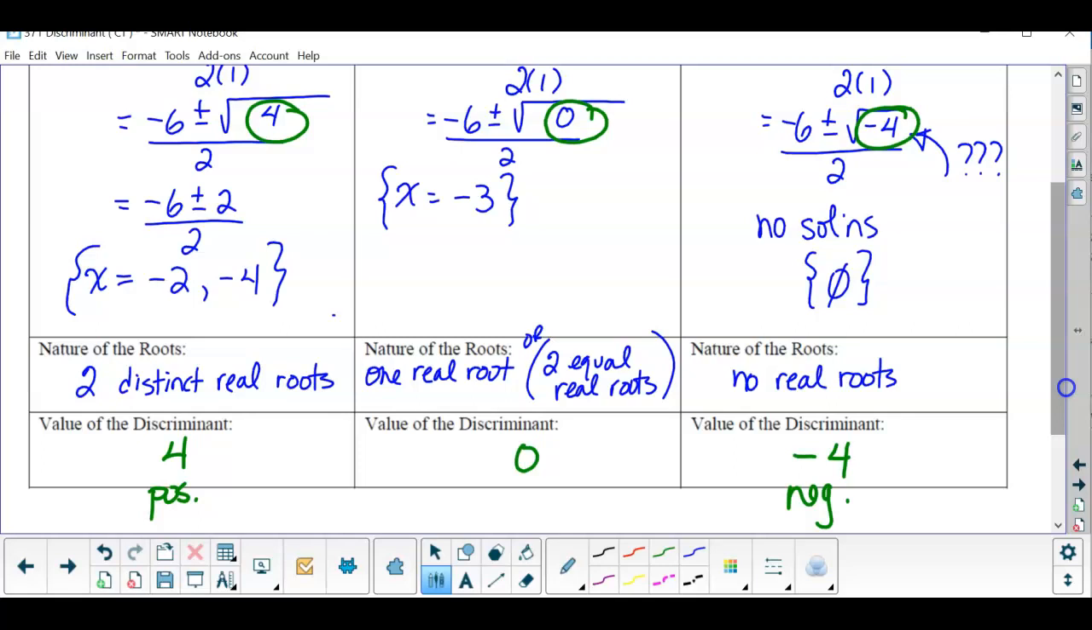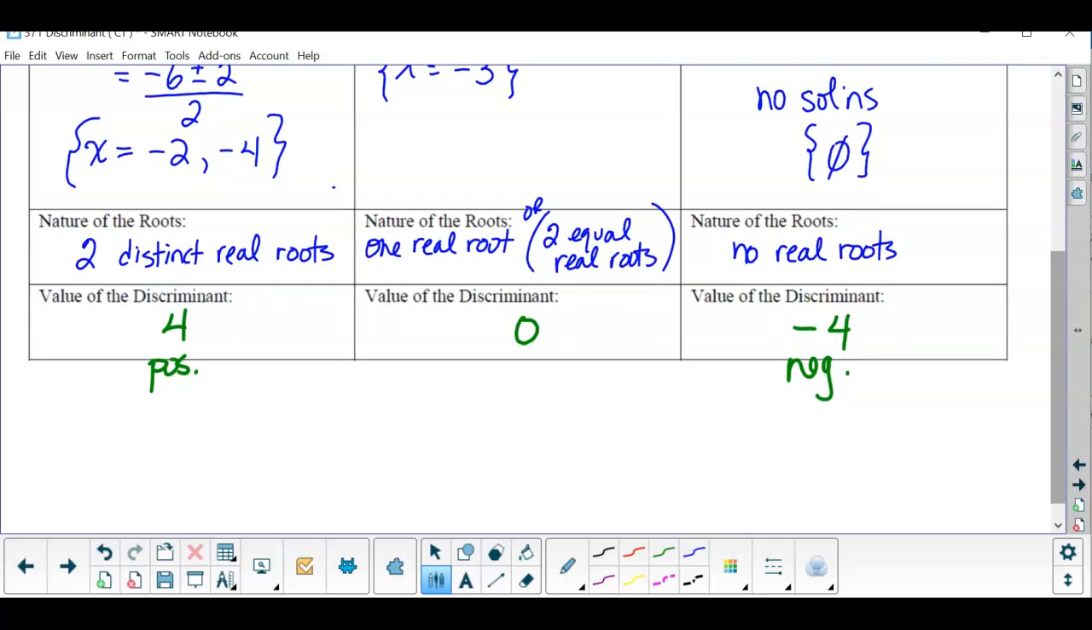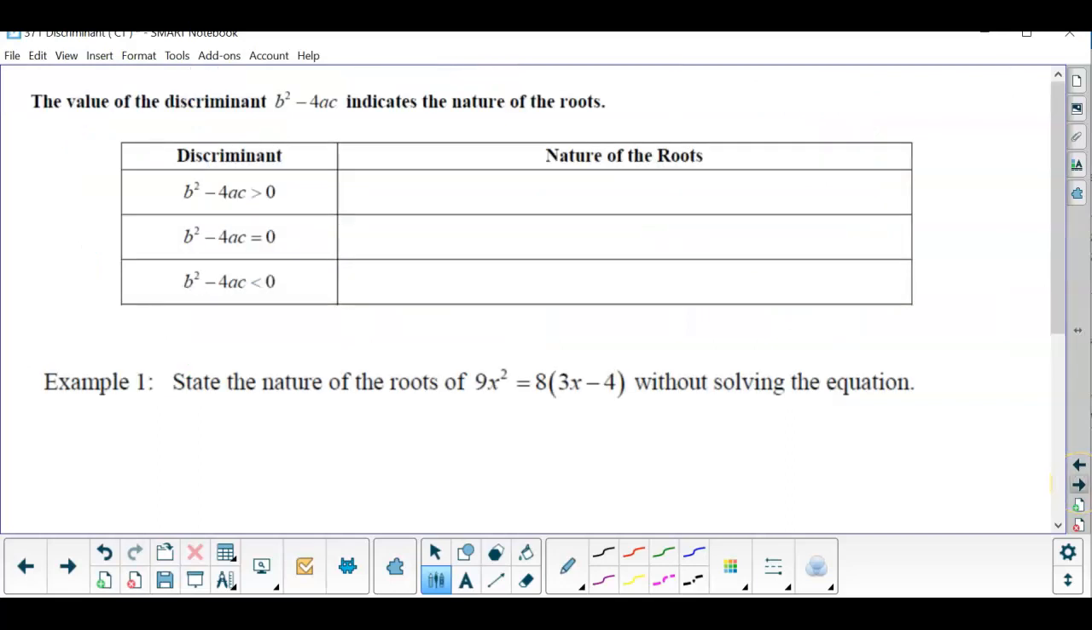So sometimes we might just ask you, describe the nature of the roots. We just want to know how many, what kind. You don't have to go through the whole quadratic formula. Just do your b squared minus 4ac. So that's going to save you some time. Then sometimes we'll be asking you to find the value of a coefficient in order to make that equation have a certain number of roots. So that's what's basically on the next page.